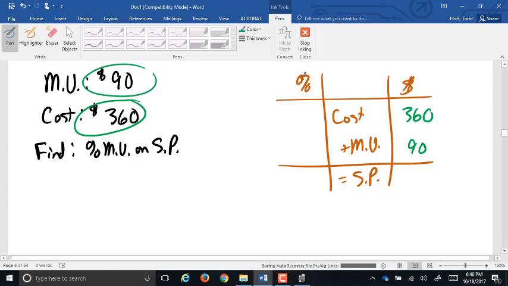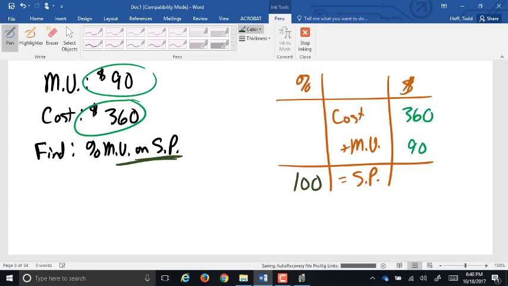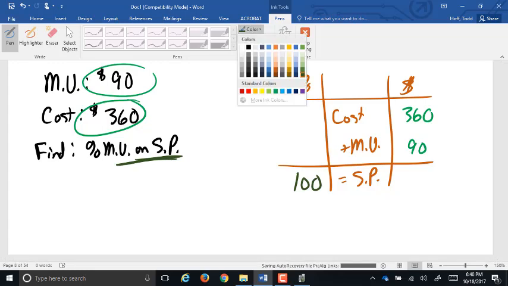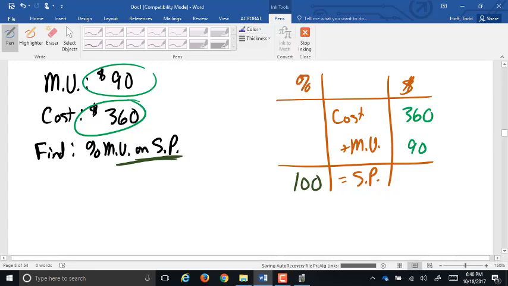What else do we need here? 100% on selling price. We can very quickly find the dollar amount of the selling price. It's adding as we're moving down. We add 360 plus 90 is 450. We are looking for the percent markup.